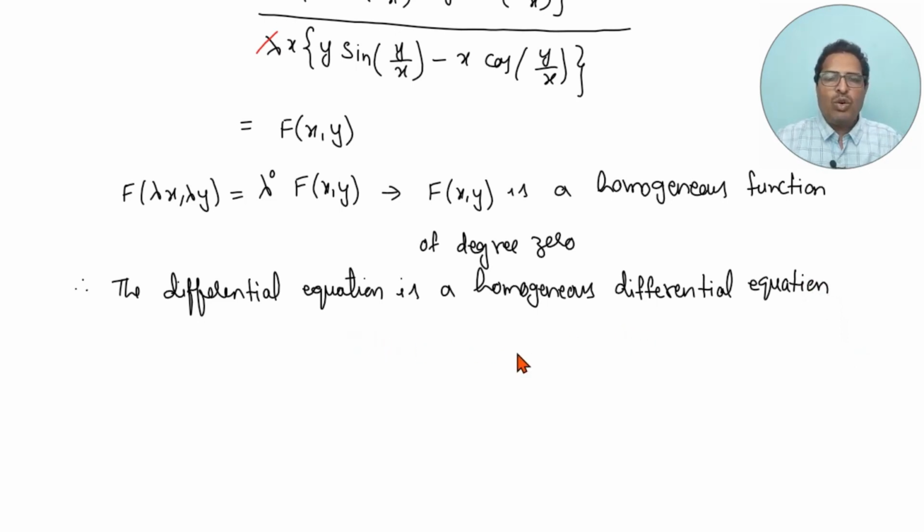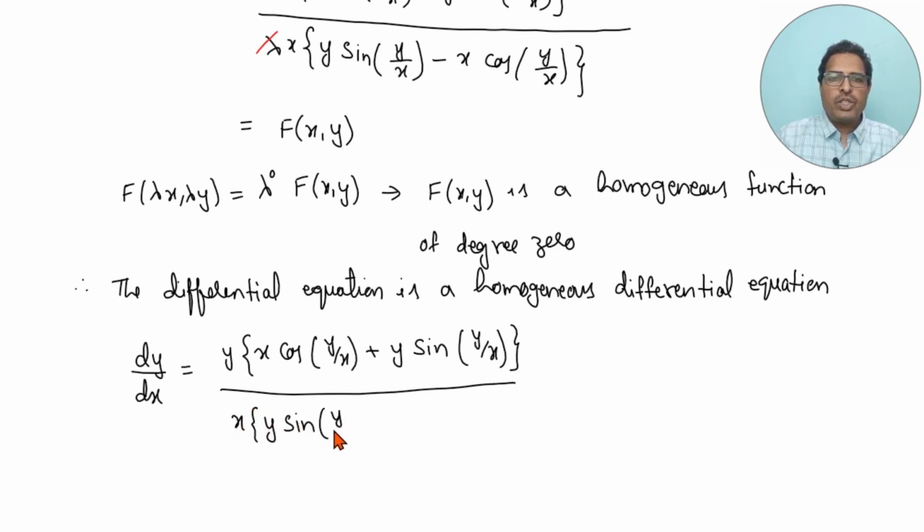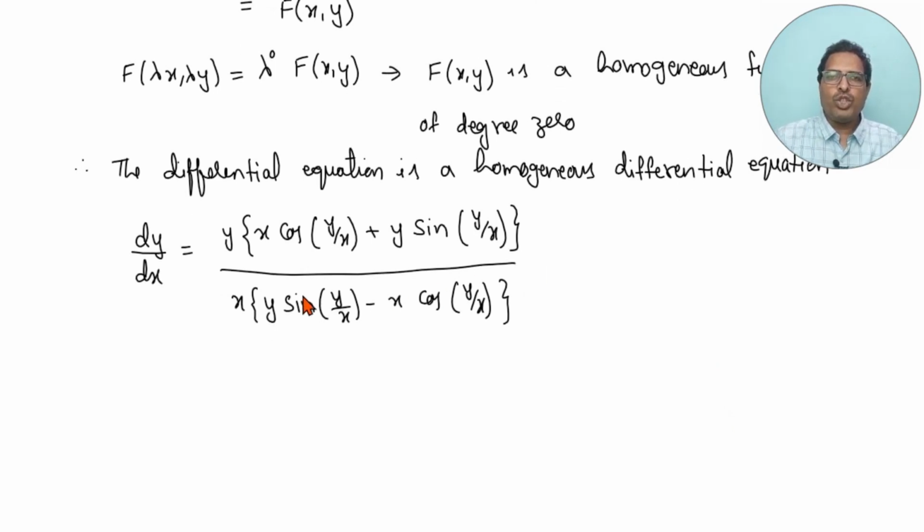Now we need to solve the homogeneous differential equation. So the differential equation is nothing but dy by dx is equal to y times x into cos of y by x plus y into sine of y by x, whole divided by x times y sine of y by x minus x times cos of y by x. If you want to solve this homogeneous differential equation, we have to put the value of y to be equal to v times x.